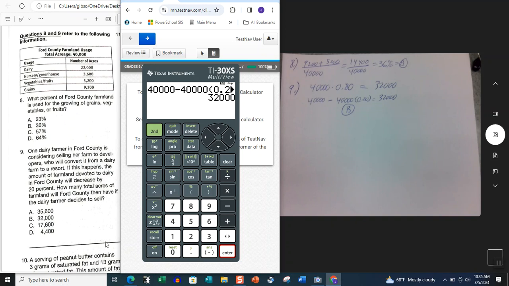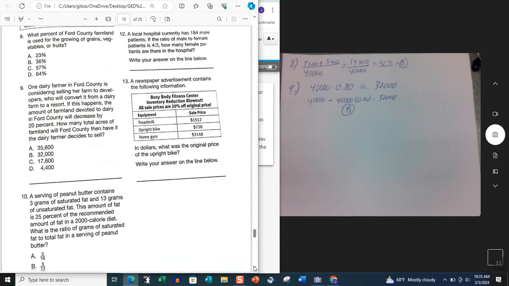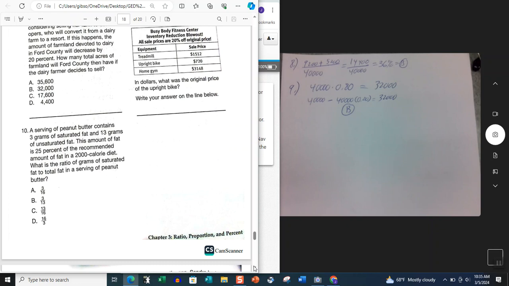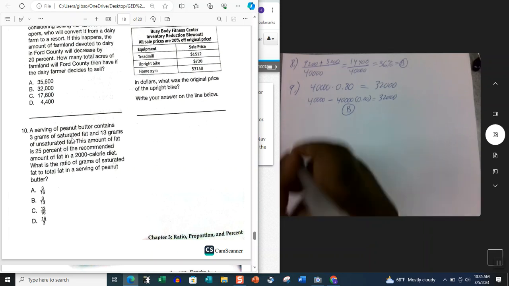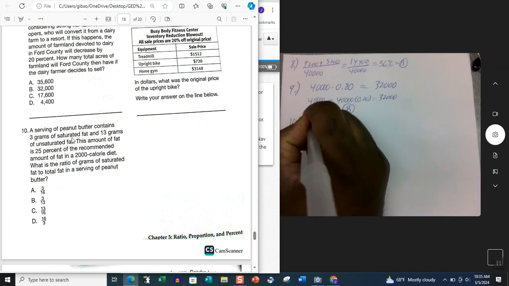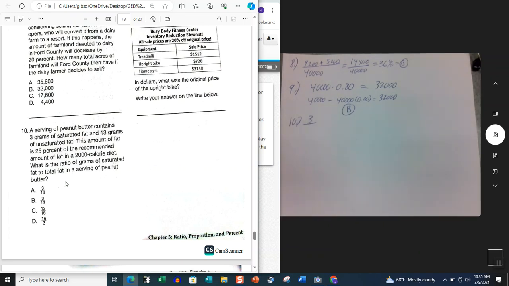All right, now we move on here to problem number 10. It says a serving of peanut butter contains 3 grams of saturated fat and 13 grams of unsaturated fat. This amount of fat is 25% of the recommended amount of fat in a 2,000 calorie diet. What is the ratio of grams of saturated fat to total fat in a serving of peanut butter? So first of all, we have to look at the saturated fat. It's 3 grams. So we have 3 grams for saturated fat.